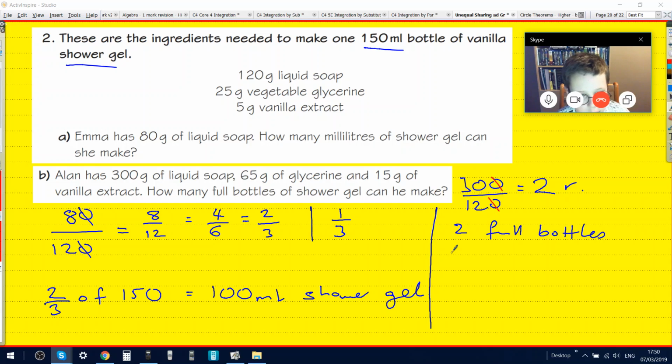We need to write down 65 over 25, and then work out how many times 25 goes into 65. And so 25 goes into 65 4 times. I don't think so. Wait, hang on. 15, 25.